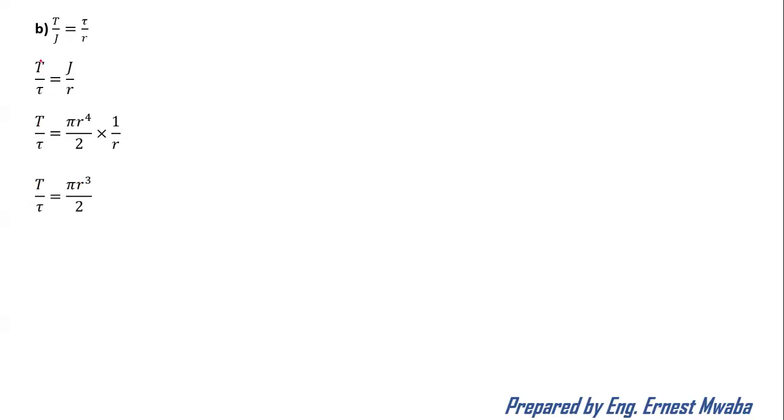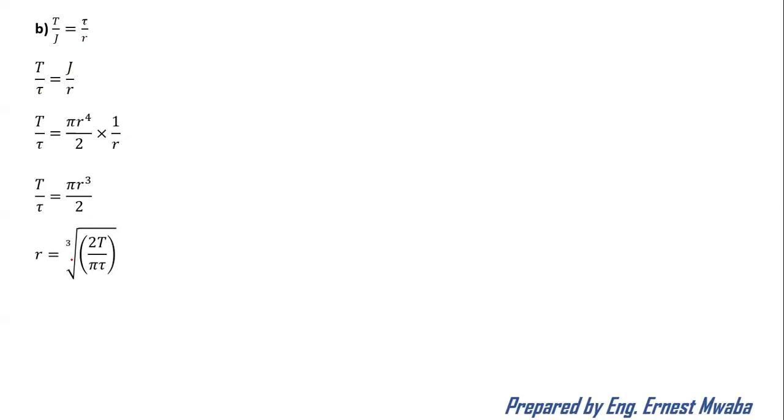So when I say T over shear stress is equal to, here first I have T over J is equal to shear stress over R. If I rearrange, it becomes J over R is equal to T over shear stress. Meaning that all I want is the R's to sort themselves out. So these will cancel, then I'll have pi R cubed over 2.